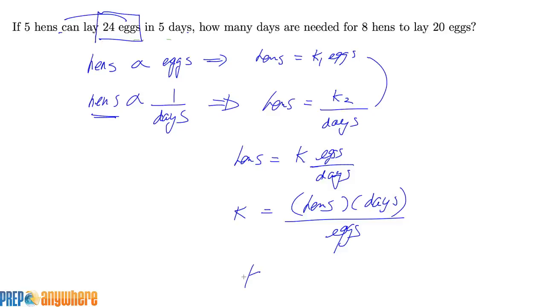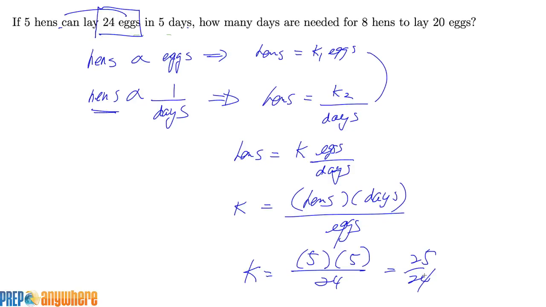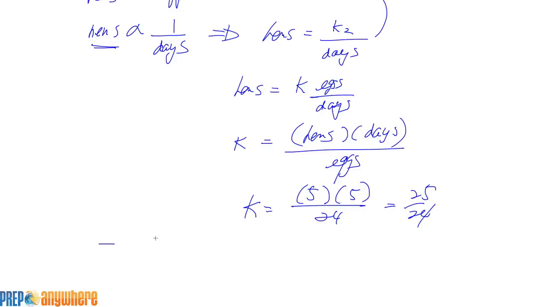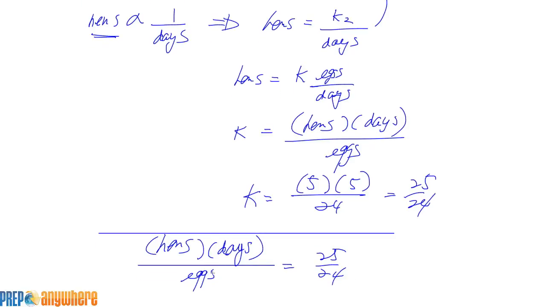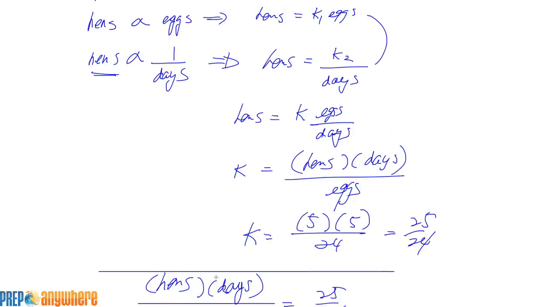Okay, so let's find k. Here's where we use 5, 24, and the 5. So 5 times 5 over 24. You get, it's not reducible, it's 25 over 24, right? So what that means is that now we know hens times number of days and eggs, they maintain a proportion of 25 over 24 always. Okay, as long as they're the same hens and same type of eggs. Okay, that comes from those hens.